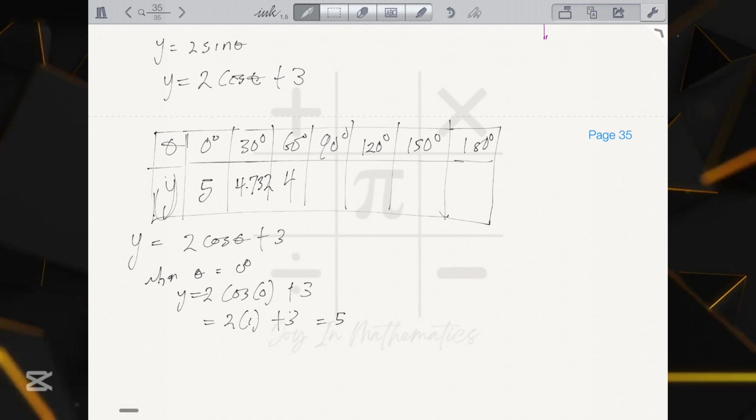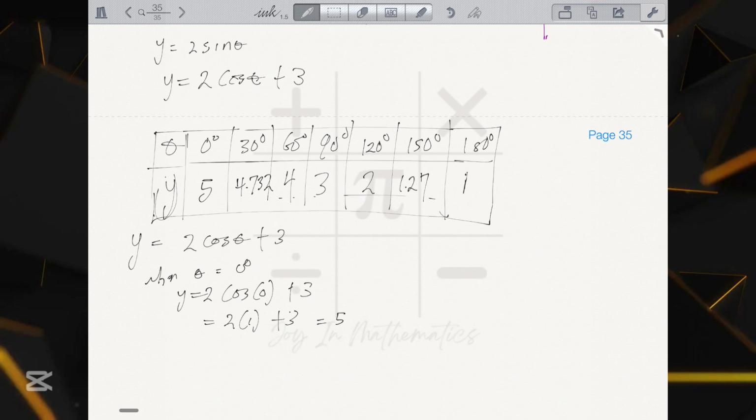Do the same thing for angle 60, and we will have 4. For 90, 3. 120 will give us 2. We can see a decrease in the values. For 150, we have 1.27. For 180 now, we'll have 1.